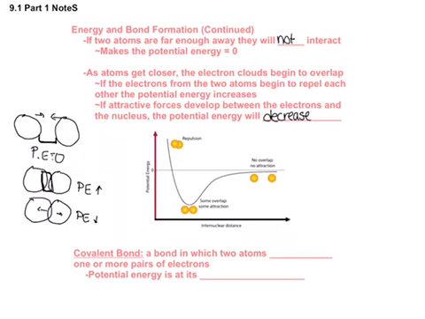This ideal distance of lower potential energy is when a covalent bond will form. This is a bond in which two atoms share valence electrons. They share them in pairs, and it can be one pair, two pairs, or three pairs. This is when the potential energy is at its minimum.